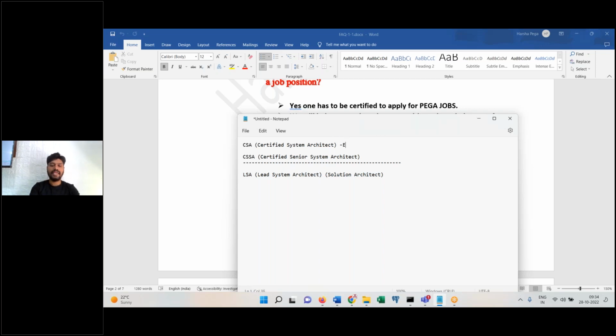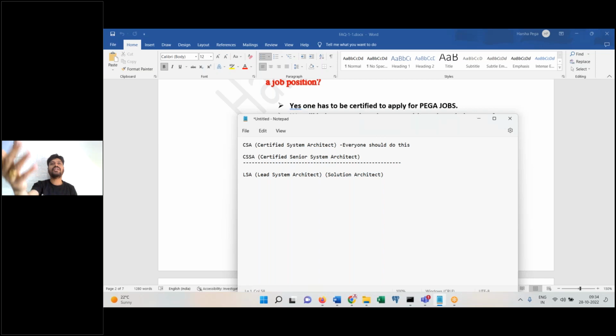First one, everyone should be doing this. What does it mean? Everyone, whoever is here, you have to do this certification. There is no other go. You want to get a job on Pega, you must be certified. There is no other way. So whoever is taking the training here, fix in your mind, you have to do the certification.